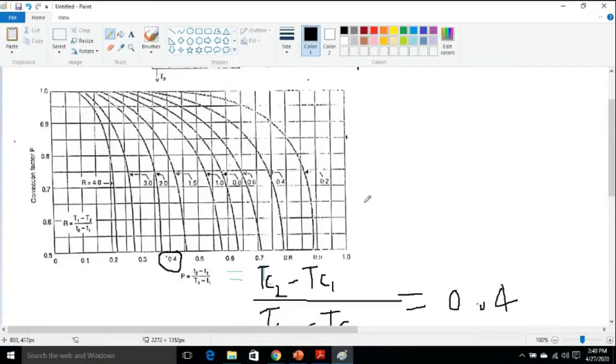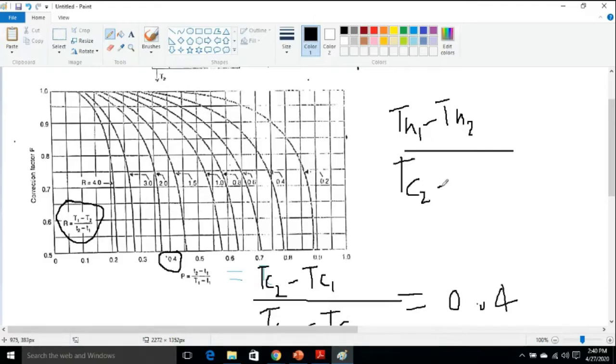Now we have one more ratio, and that ratio is given by capital R. This R value is equal to T1 minus T2, which is TH1 minus TH2, divided by small t2 minus small t1, which is TC2 minus TC1.